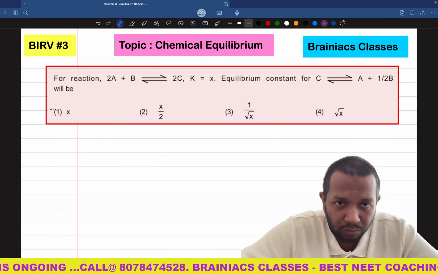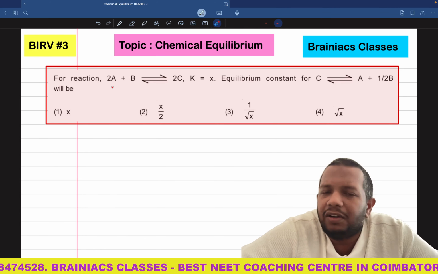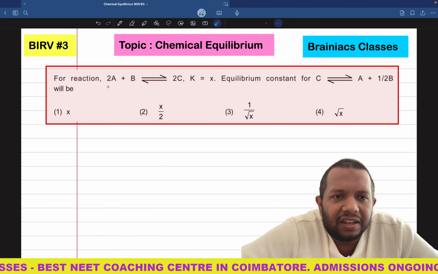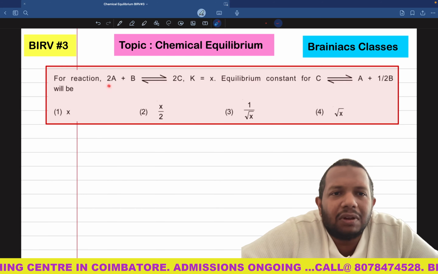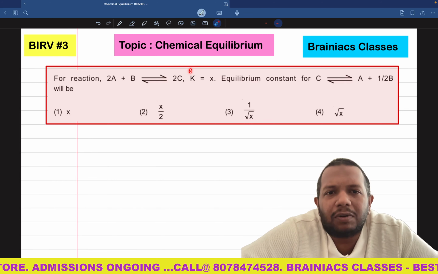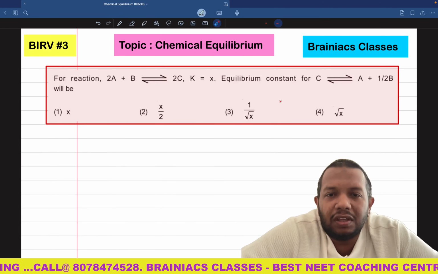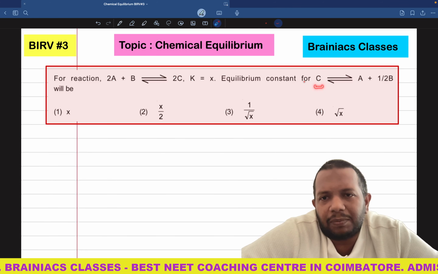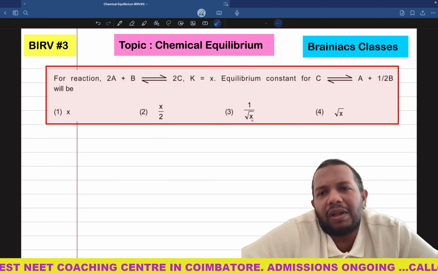So considering those things, these type of questions will be asked actually. So let's try to understand the question. I will explain it in detail, don't worry. Reaction given here is 2A plus B giving 2C. For this particular reaction where A and B are the reactants and C is the product, equilibrium constant K is given as X. Now they are asking you for another reaction, where C is the starting reactant and that gives you A and B. What is the equilibrium constant?